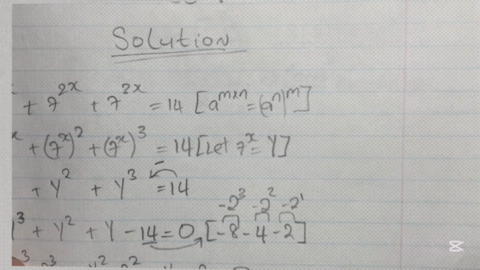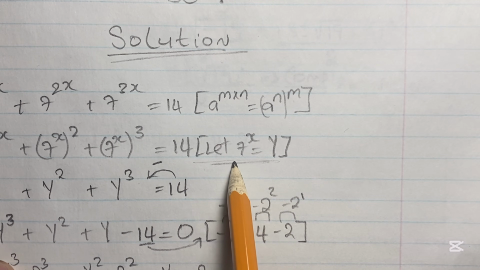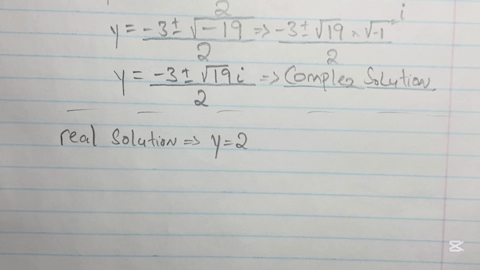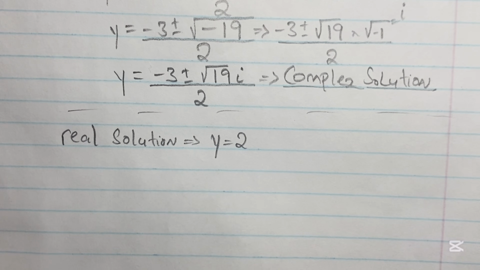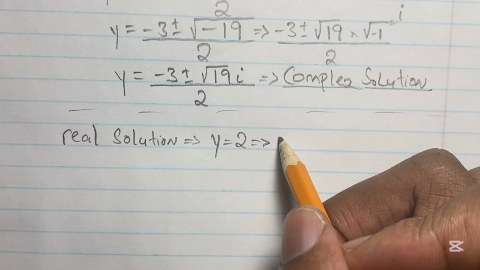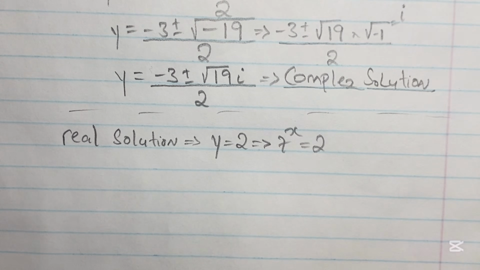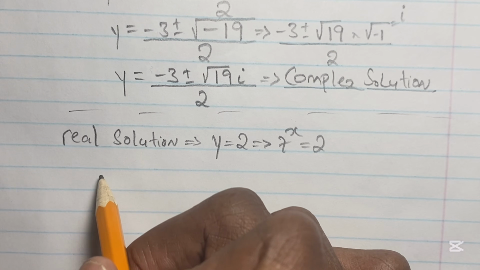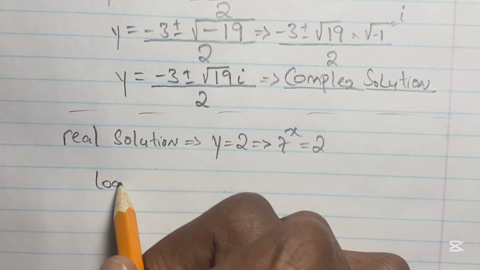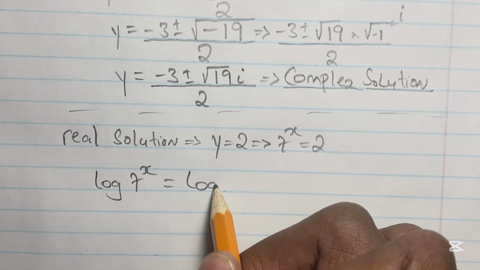Now from here we recall that we said, let 7 to the power of x be equal to the variable y. So having that y is equal to 2, it means therefore that 7 to the power of x is equal to 2. And now from here to solve for x, we'll be using logarithm. So we say log 7 to the power of x is equal to log 2.